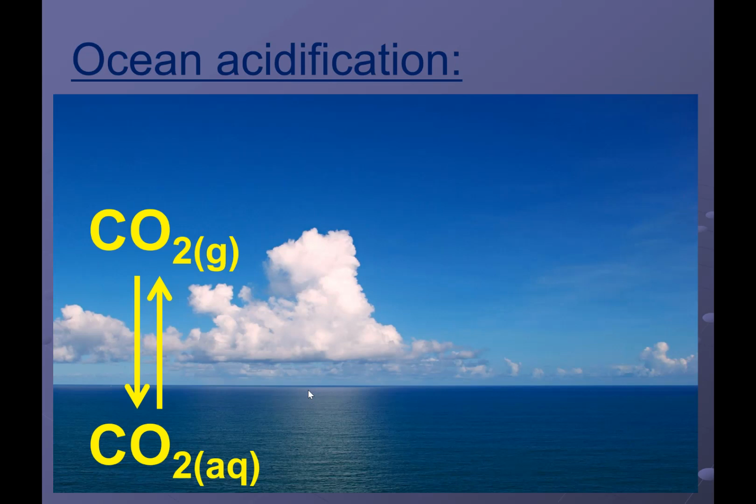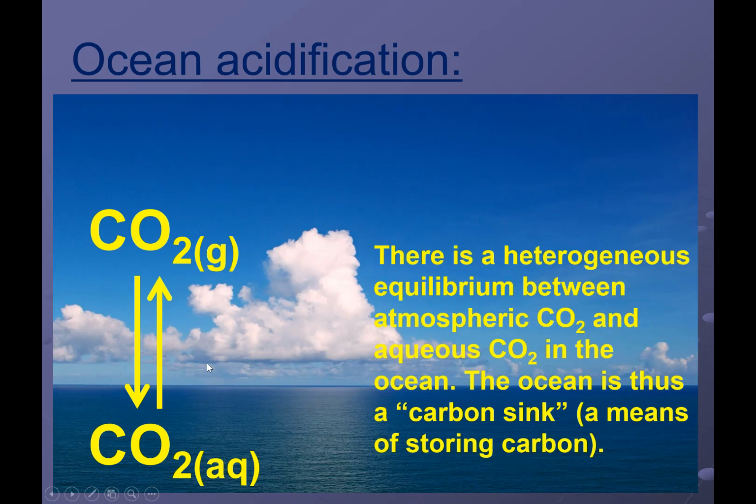Let's take a look at the ocean acidification in more detail. Normally, our oceans have a heterogeneous equilibrium, heterogeneous because CO2 is in the gas state and the aqueous state. There's a natural healthy balance between the gas state and the aqueous state. Carbon dioxide in the aqueous state actually serves as a carbon sink. If the CO2 gets to be too high, it shifts the equilibrium downwards. The ocean can temporarily store some of that CO2.